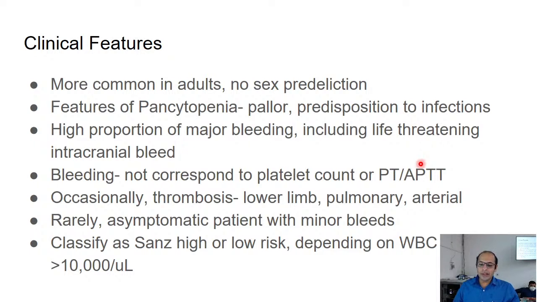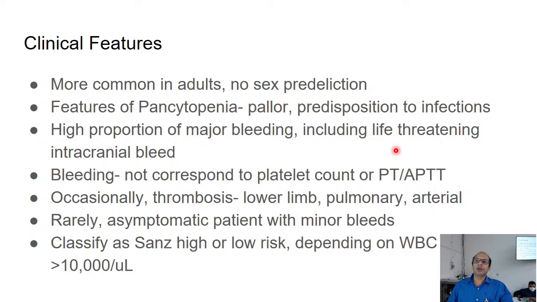If we look at the clinical features of APL, we see that APL is more common in adults without any sexual predilection. It more commonly presents with pancytopenia and the subsequent features with severe pallor and predisposition to infection, both bacterial and fungal infections. There is a high proportion of major bleeding, including life-threatening intracranial or parenchymal bleeding. This bleeding usually does not correspond to the platelet count or the routine screening coagulogram which we perform.